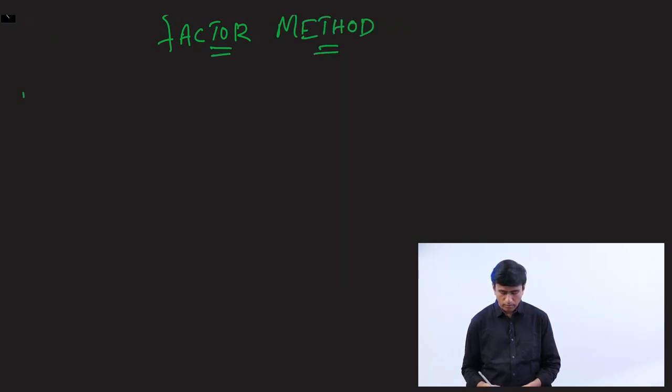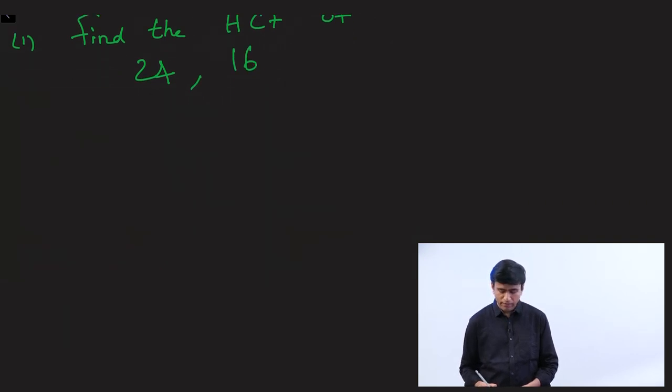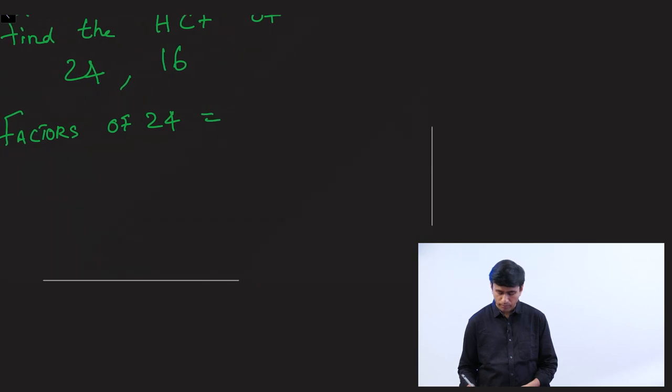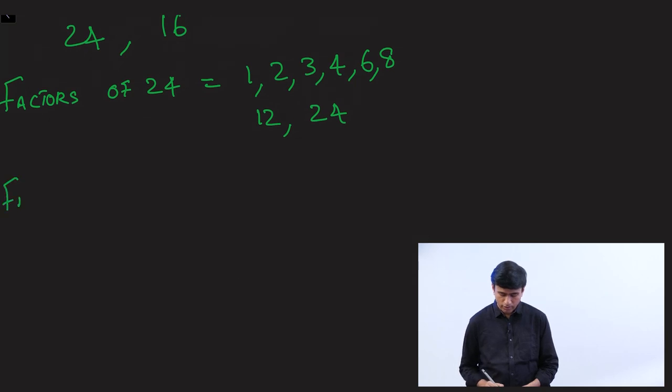Here's an example. Find the HCF, highest common factor, of 24 and 16. In this method, the first thing we have to do is to list the factors of 24. We've seen in the earlier chapter how to do this. What are the factors of 24? 1, 2, 3, 4, 6, 8, 12, and 24. Next, we need to list the factors of 16.